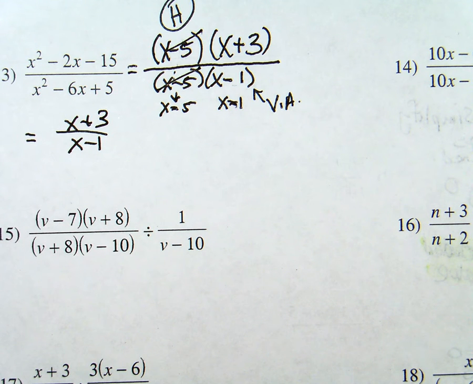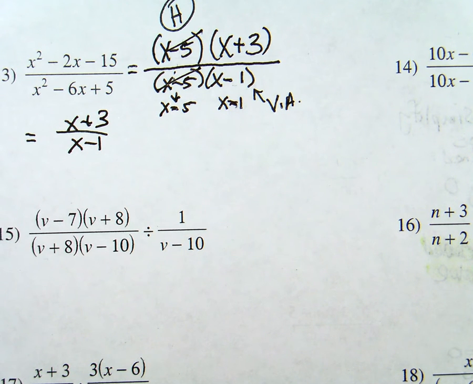Well, the x plus 3 will tell us where we have an x-intercept. If I set that equal to 0, I know that when x is 0, y would be negative 3 over negative 1, or 3 over negative 1, which would be negative 3. So I have a y-intercept. I can figure out a y-intercept, I can figure out an x-intercept, I could do all that kind of stuff.